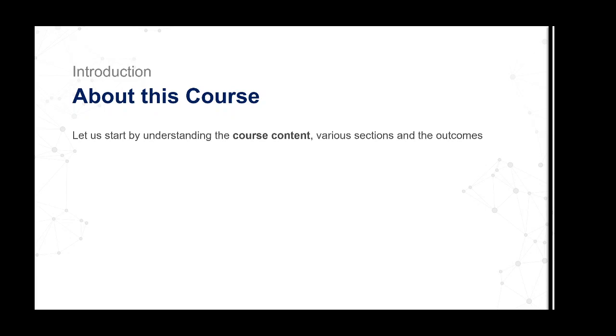Introduction about this course. Let's start by understanding the course content, the various sections, and the outcomes. First off, we will start by looking at what templates are, how we can use them, how we can design them for our personal gain, as well as potentially use them in professional workplace dashboards.